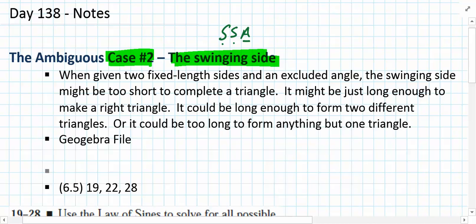The problem that we sometimes run into is that when we're given two fixed length sides and an excluded angle, the swinging side might be too short to actually complete a triangle. It might be just long enough to make a right triangle. It could be long enough to form two different triangles, or it could be too long to form anything but one triangle. Well, let me try to explain. I'll show you an animated example here.